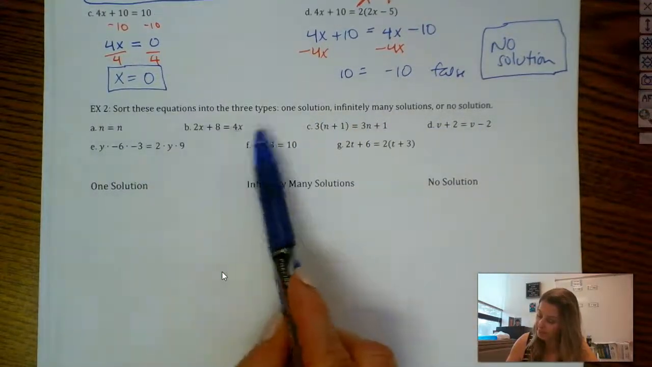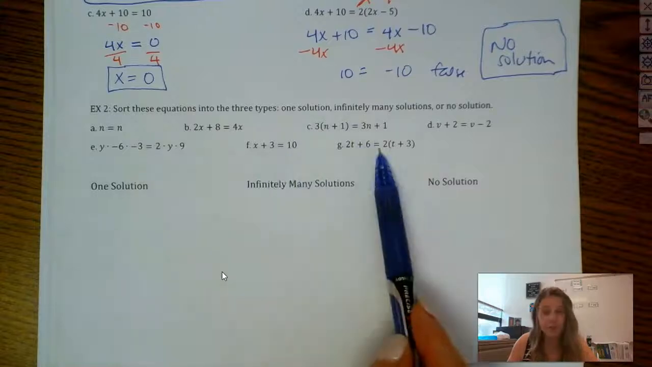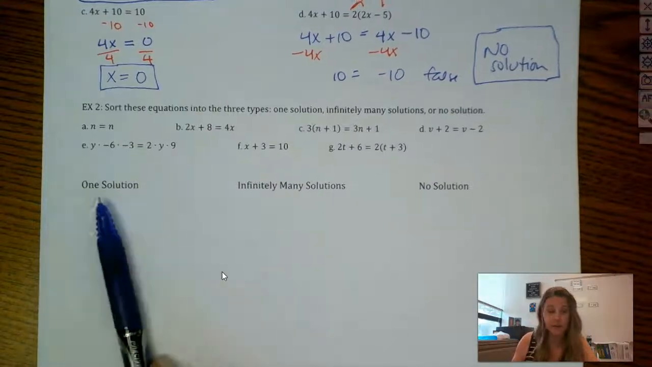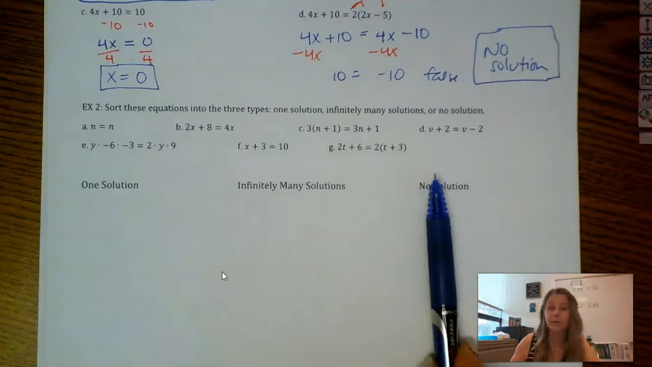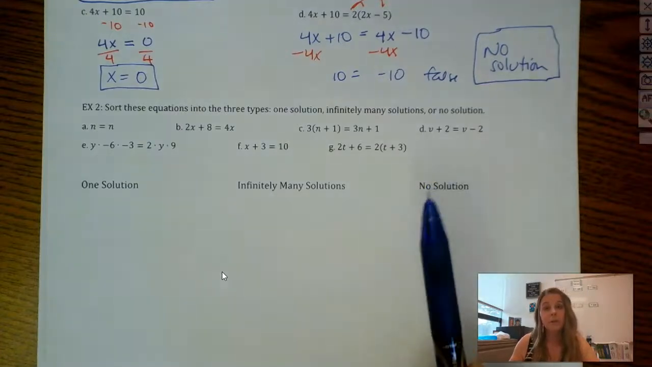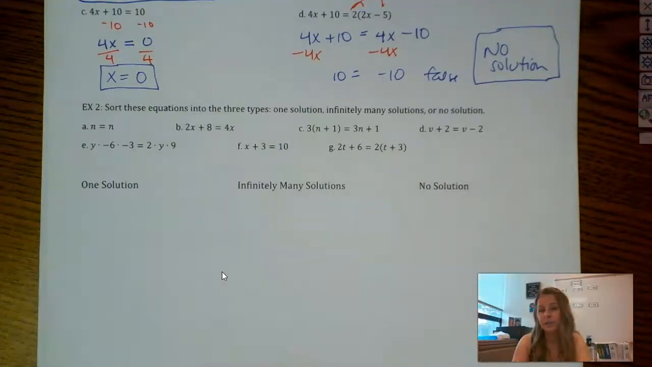So I've got A, B, C, D, E, F, G. And I want to figure out, do they go in the one solution column? Are they the infinitely many? And are they the no solution? So I want to give you a shot to start this, and then I want you to be able to check with me. So pause the video and see if you can organize or get as far as you can, and then come back.